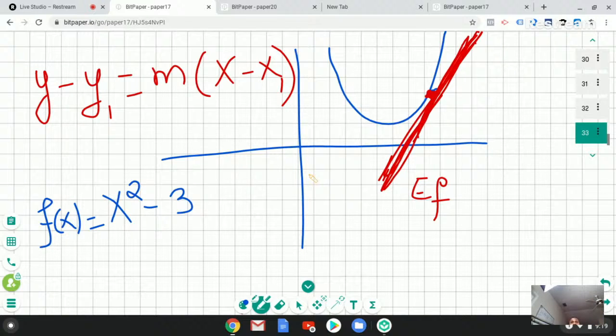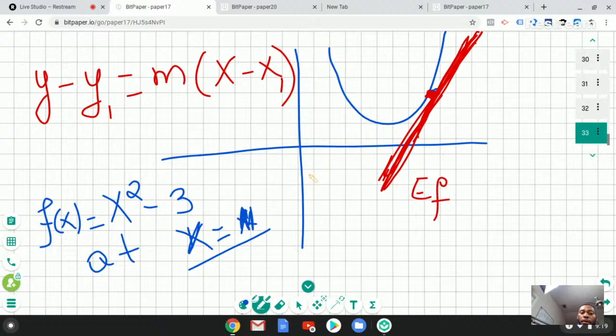And then we want to find the equation of the line of this function at the point 1. So what does that mean, at 1? That means that x is equal to 1. The value of x is equal to 1.